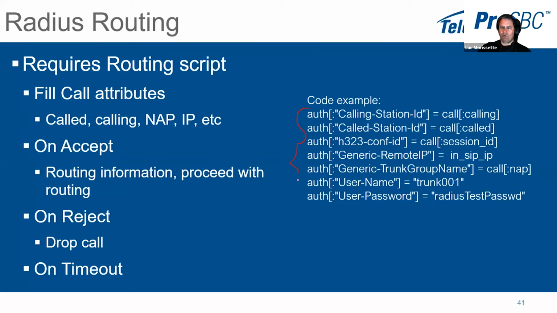So the software code looks like this. The called number will be put in the parameter called Called-Station-ID. And the calling number will be put in the Calling-Station-ID. And then the other parameters, like the network access point, will be put in a generic value of authorization. So the ones that you see as generic here are the ones that we defined ourselves between us and the RADIUS server, I mean.